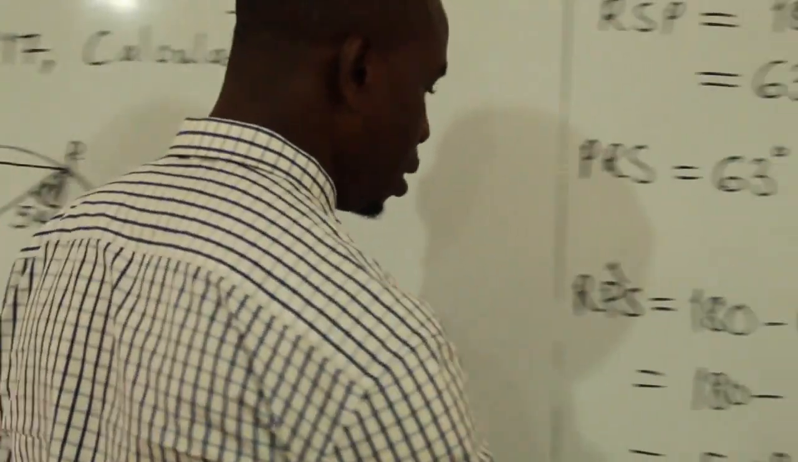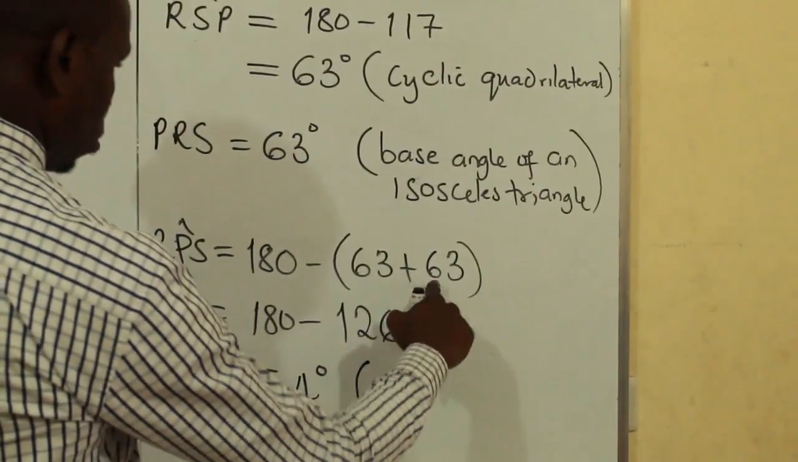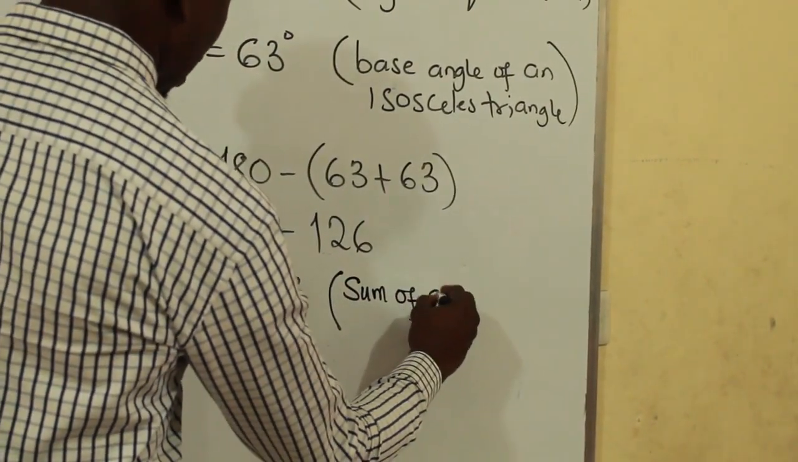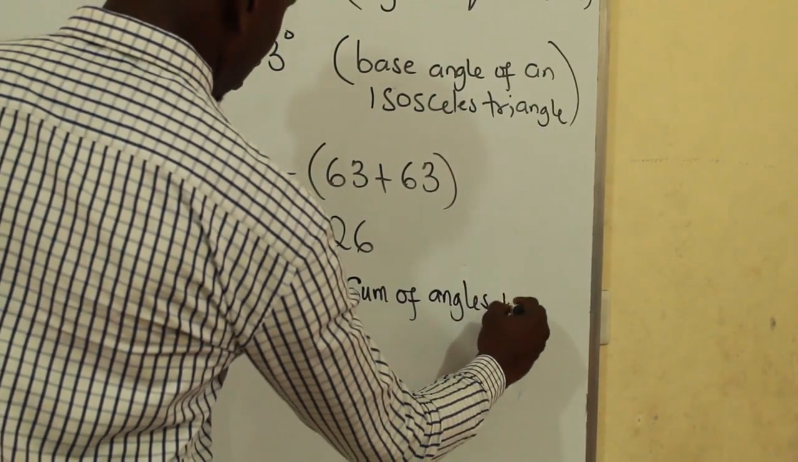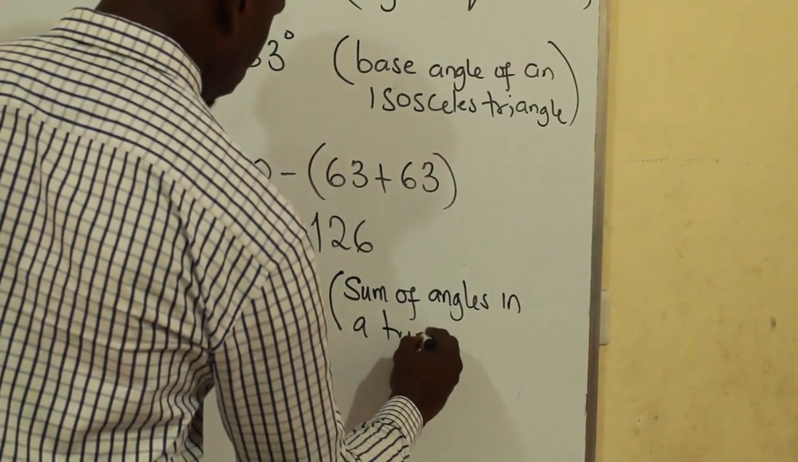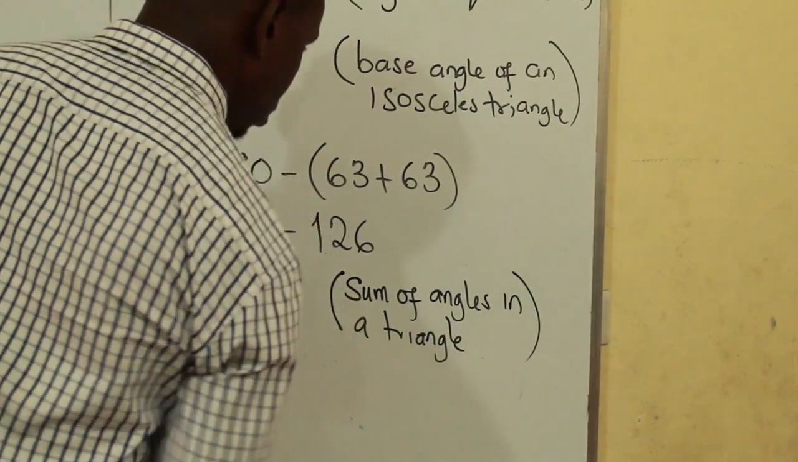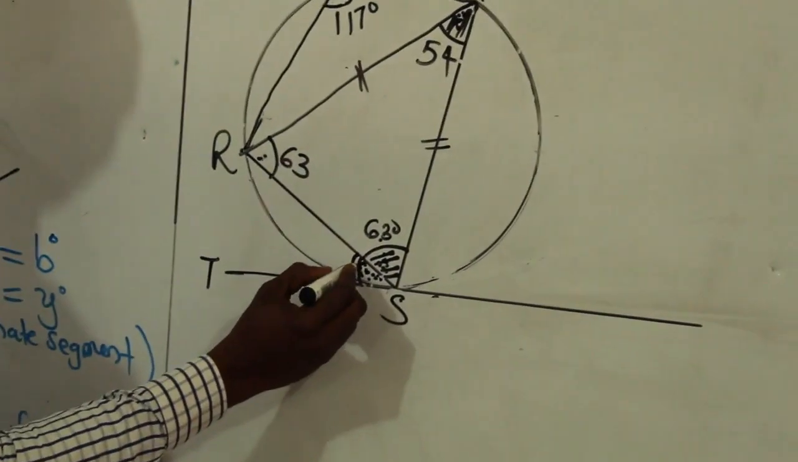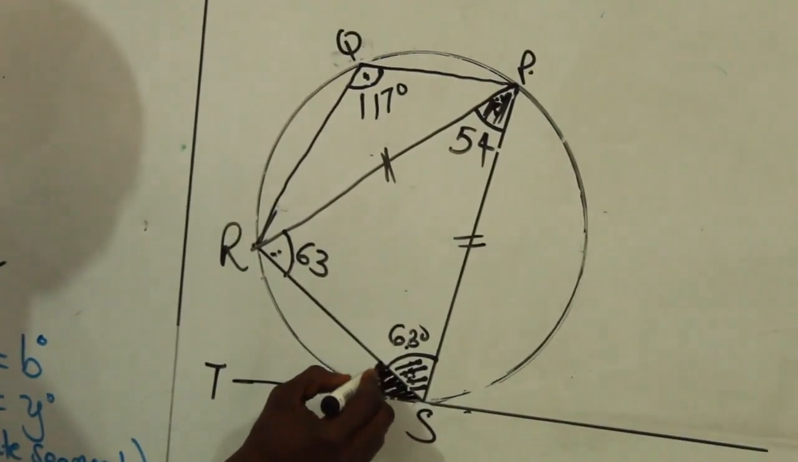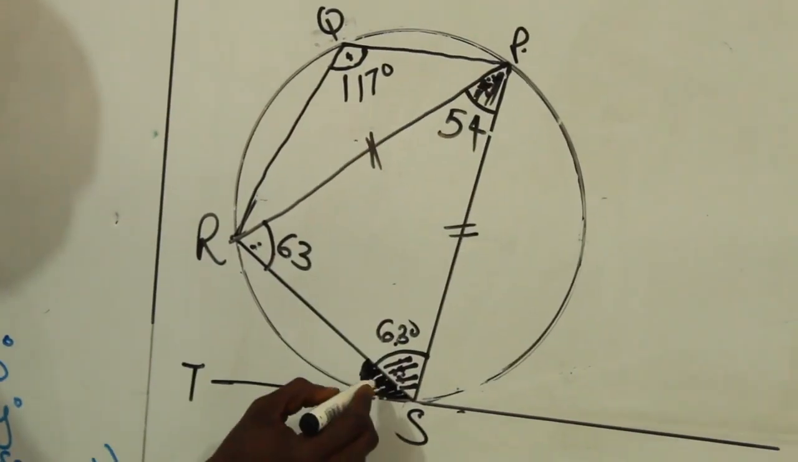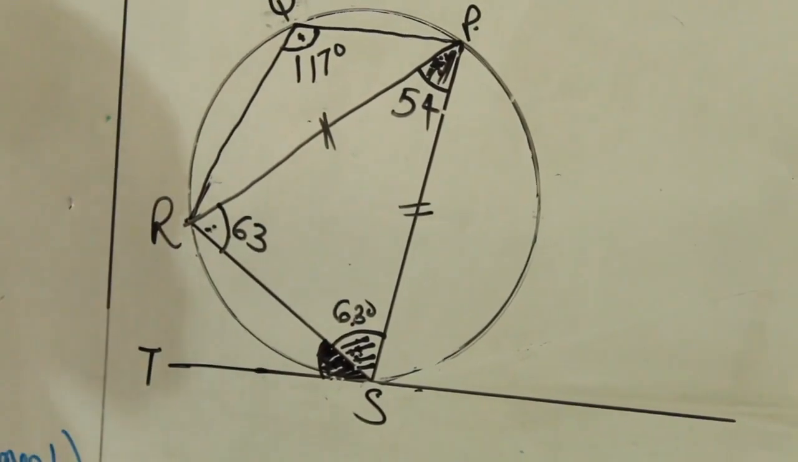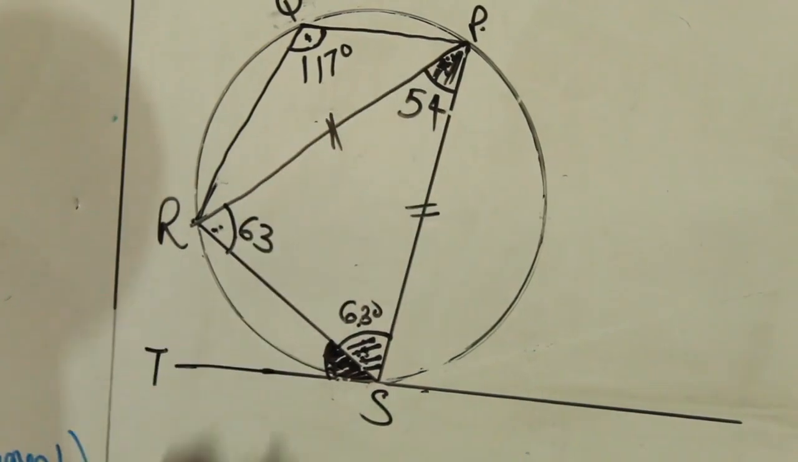Remember, you must always indicate the reason that you subtracted this from 180, because sum of angles in a triangle is equal to 180. Now that I've found this part, I can now relate it to the required part that I've been looking for. So this part is equal to this angle. Therefore, angle RST, which is what we're asked to find, is equal to 54.